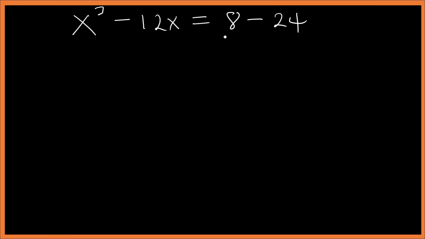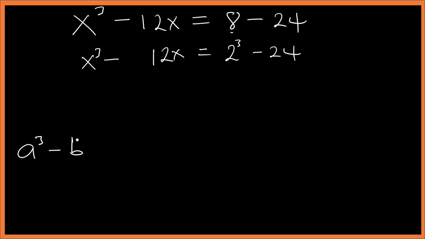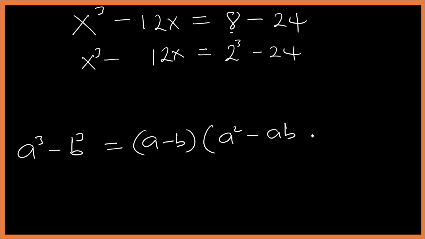Now from here, we can write 8 as 2 to the power 3. So we can write this one as 2 to the power 3 minus 24, with x cubed minus 12x. Now I want to arrive at difference of cubes. When we're given a cubed minus b cubed, the same as a minus b, and we have a squared plus ab plus b squared. That's that.